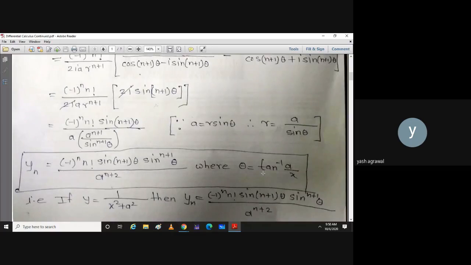Sir, do we have to remember this direct formula? Yeah. We are going to use this last formula many times, so we have to just remember this formula.